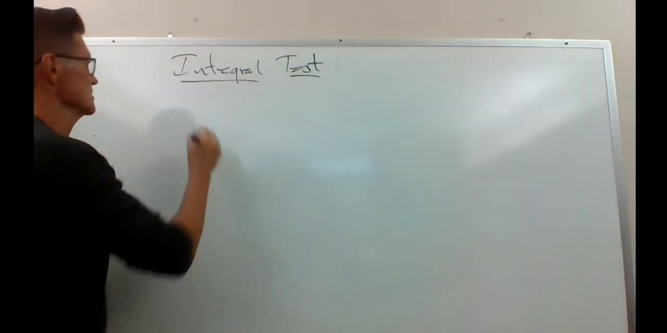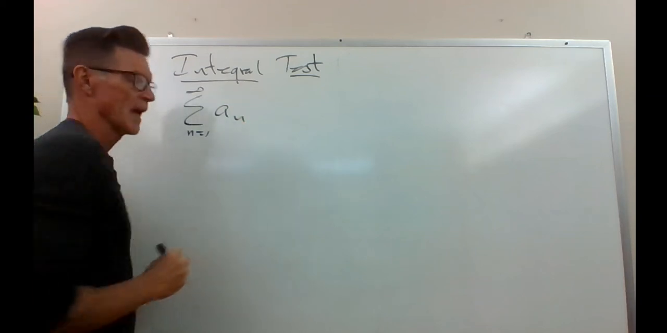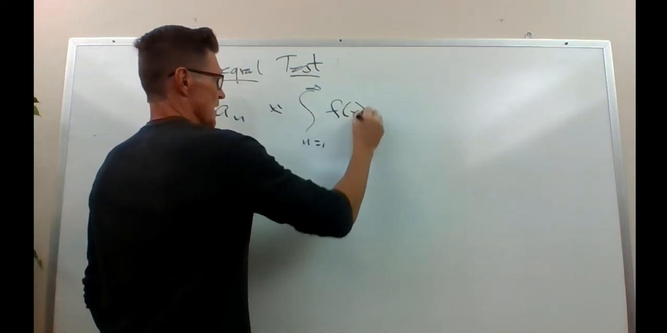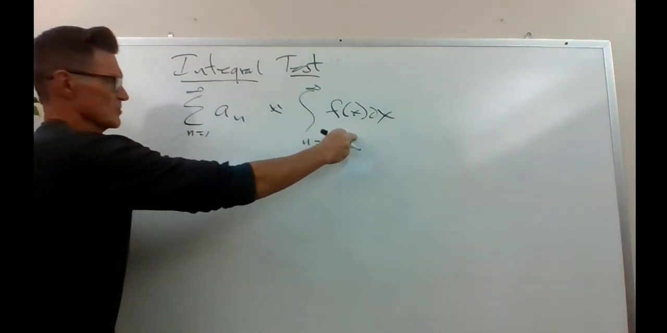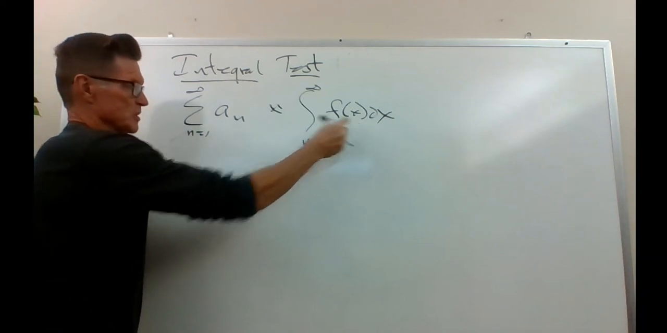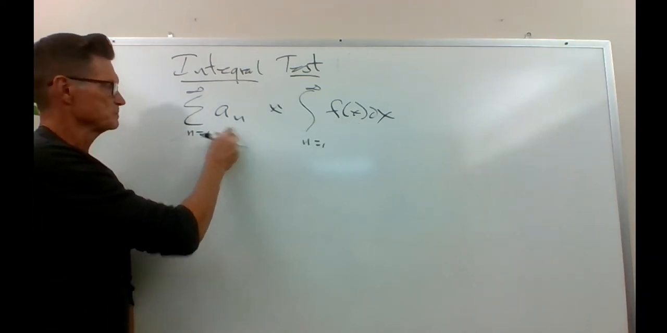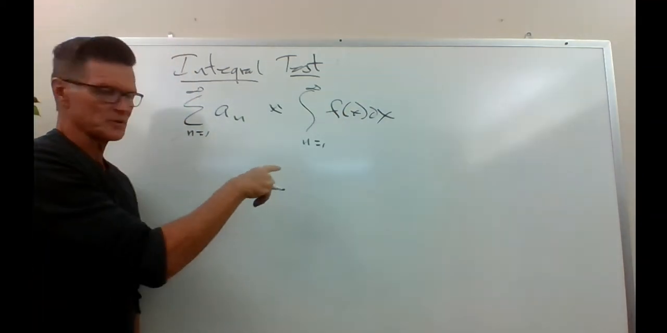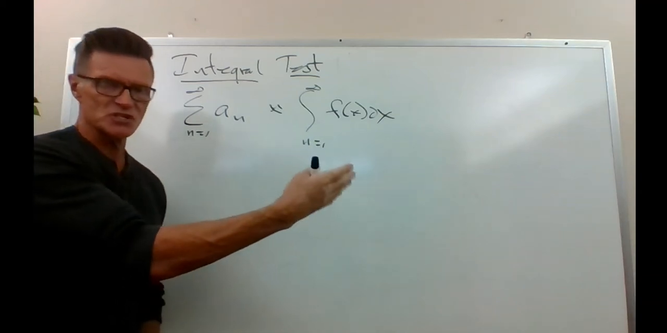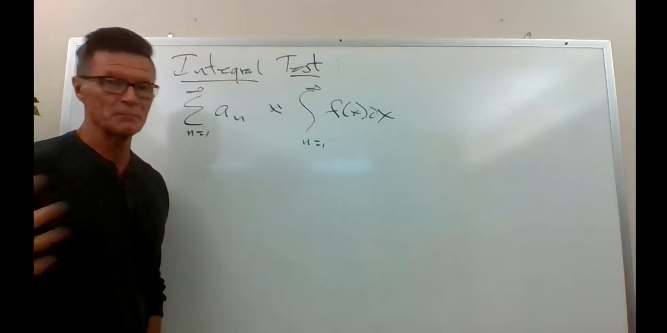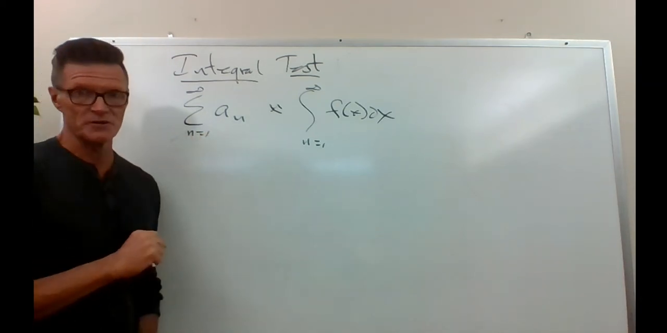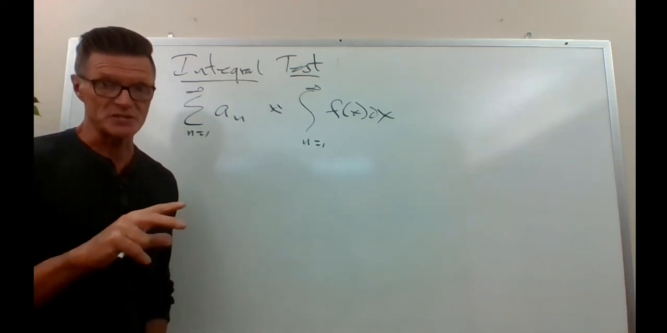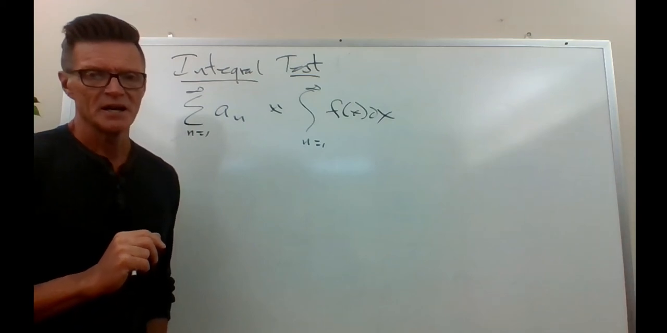The integral test basically says if you've got a series, summation from n equals 1 to infinity of a sub n, and you can create an integral that is approximately equal to it, from 1 to infinity of f of x dx, where the function is basically a function version of the sequence, then both of them converge or both of them diverge. So if we integrate this and the value of the integral is some number, then it converges, and that means the series also converges. If the integral diverges, then the series diverges as well. That's the gist behind this.